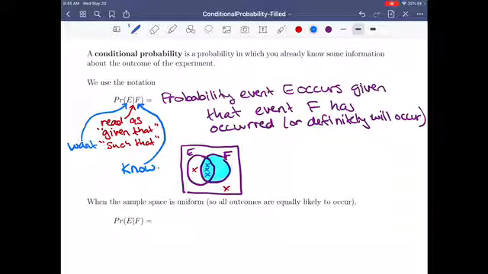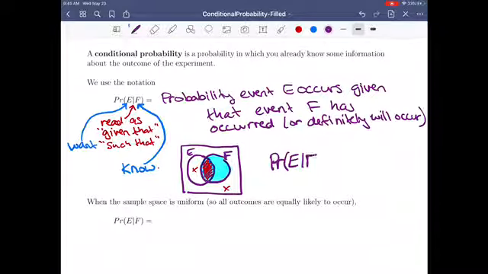Okay, so in the intersection, you want to know what's the probability you get something in E if you know you're going to get something in F. Because F only has 2 spots, it means that you're in this red spot, so that's in E and F, and you're not in the other blue spot.